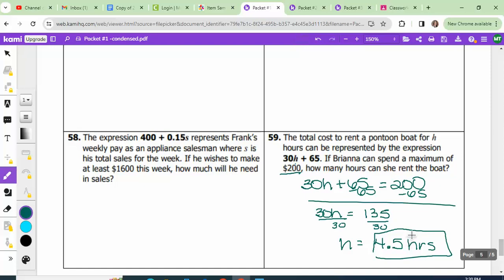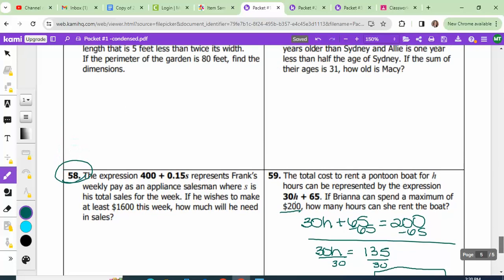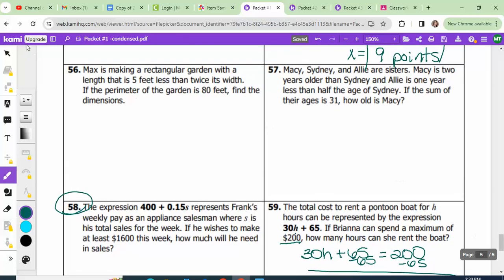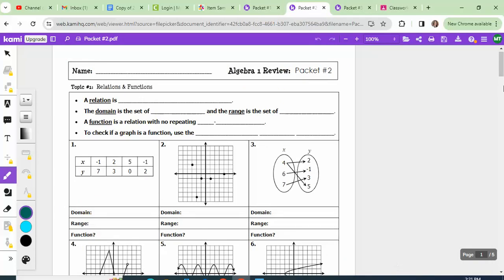Okay, so that is the end of this packet. The 2 questions that I want you to do remaining on this are 56 and 58. So that's the last 2 on this, and then I'm going to give you guys the next one. All right.